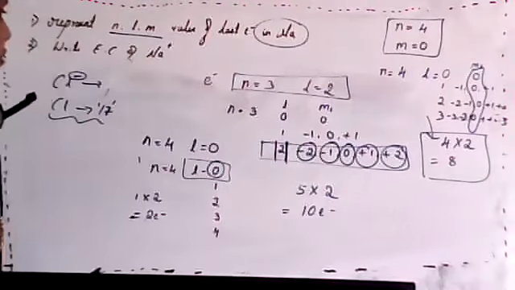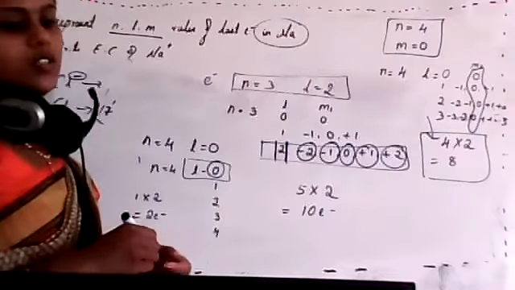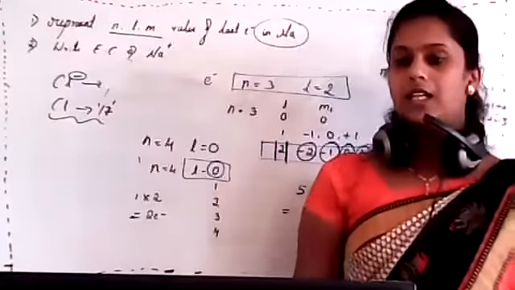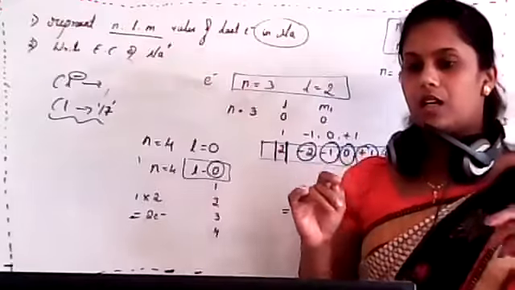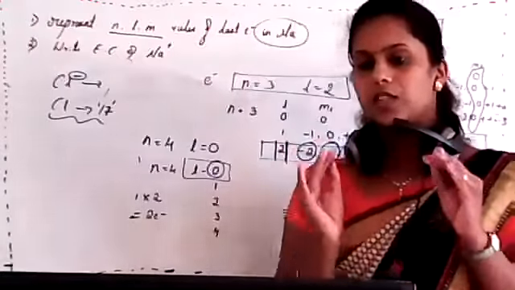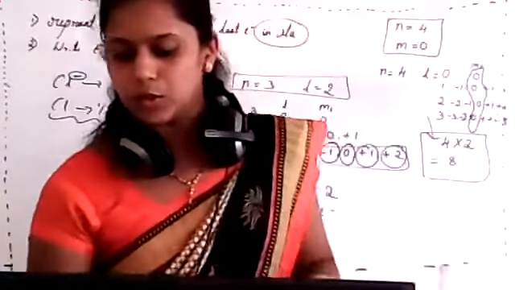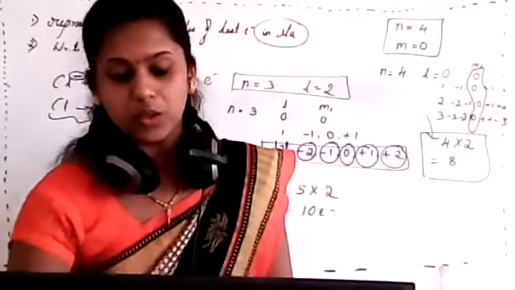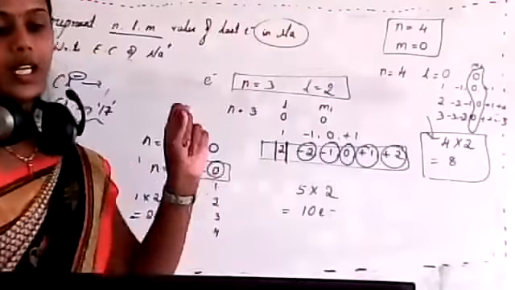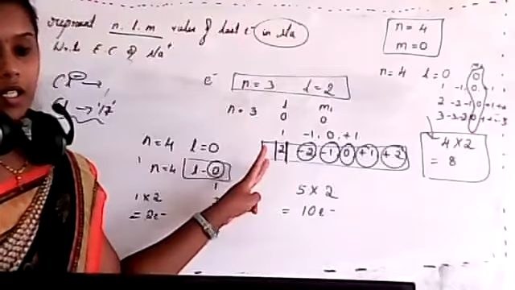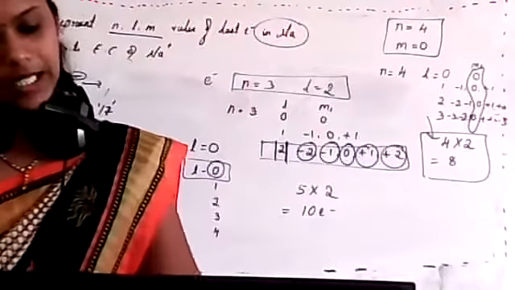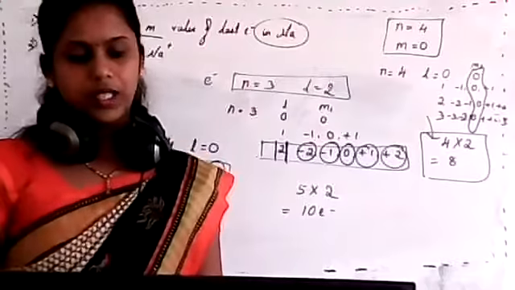Okay, fine. Is this clear, students? According to Hund's rule, then Pauli's exclusion rule, and the last one is the Aufbau principle. These three are very important and we have to know about them. While writing the electronic configuration, don't forget you have to write it in increasing energy order. Is this clear, students?